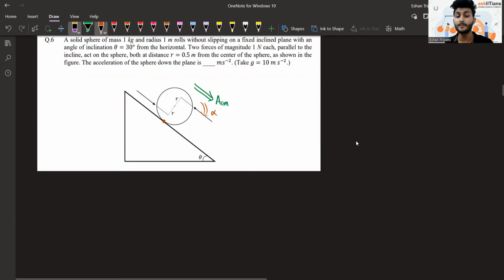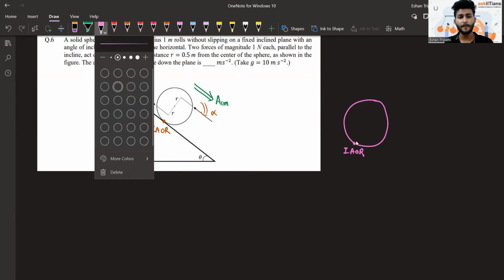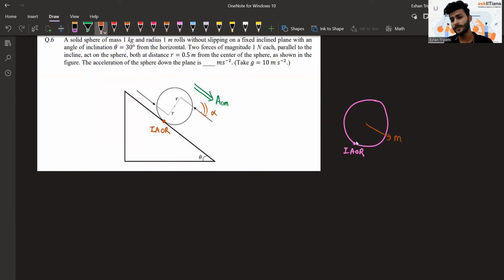So we can say that this point in contact is going to be the instantaneous axis of rotation, and we can use that concept. You can also do it using the center of mass concept. But you can do it for the instantaneous axis of rotation also. We will draw the free body diagram for it. So we can say that in this case, one force is mg sine theta.